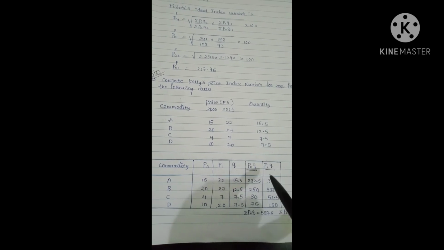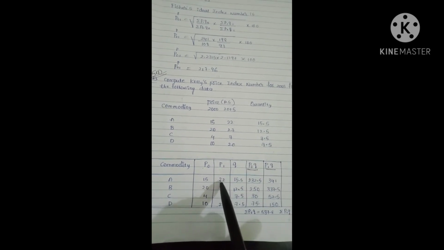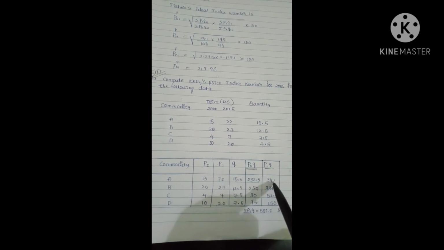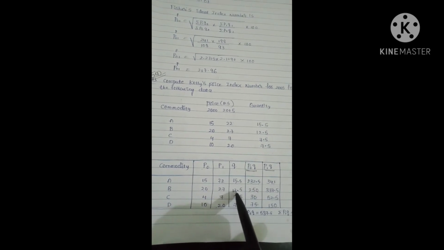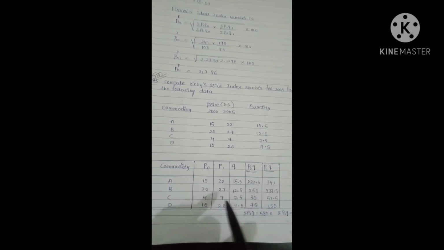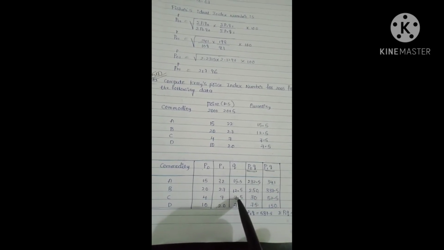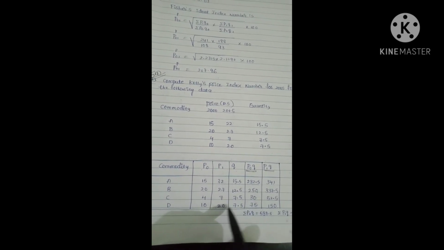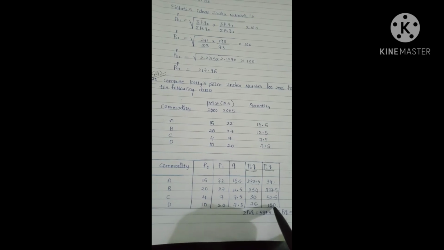Next the last column is P1 into Q. Where is P1 value? Here 22 into 15.5, then we get 341. 27 into 12.5, then we get 337.5. Next 7 into 7.5, then we get 52.5. 20 into 7.5, 150. Next add these 2 columns.